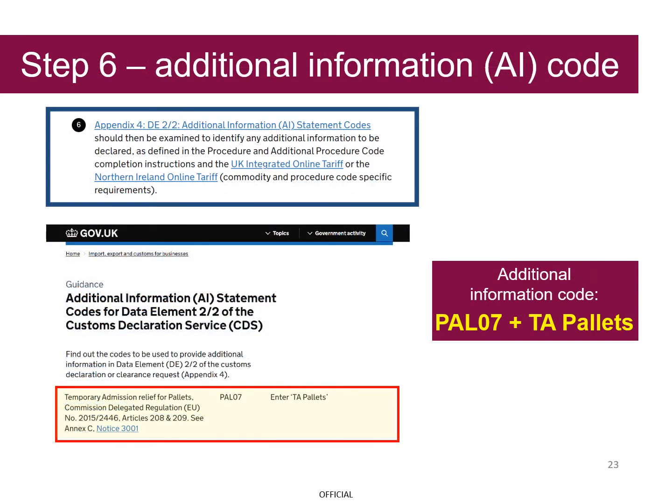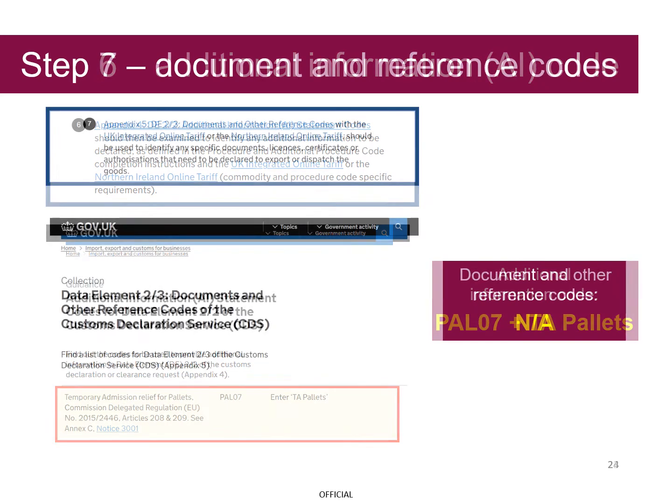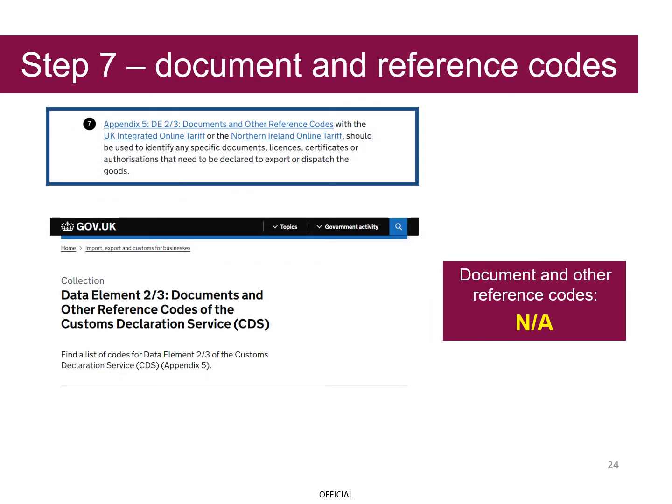In step 6, Grayson identified the possible additional information code for the declaration. To do this, he used Appendix 4 alongside Appendices 1 and 2 and the UK Integrated Online Tariff. Step 7 identified the document and other reference codes using Appendix 5 alongside Appendices 1 and 2, as well as the UK Integrated Online Tariff. This was not applicable in Grayson's declaration scenario.